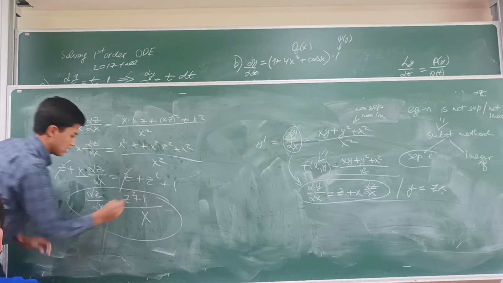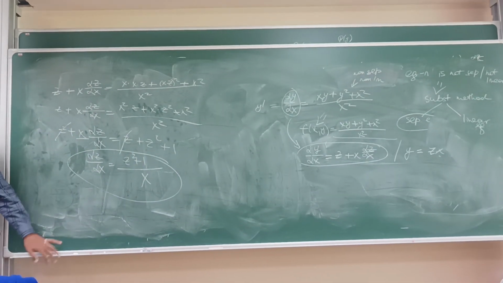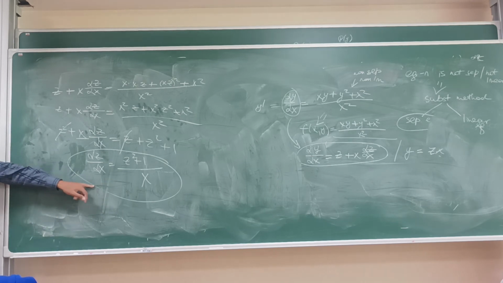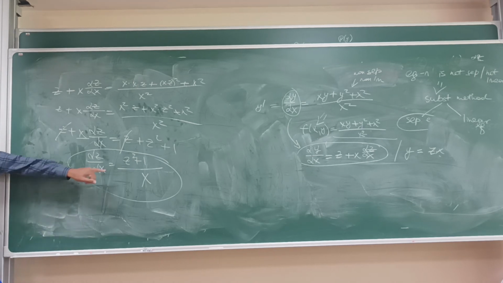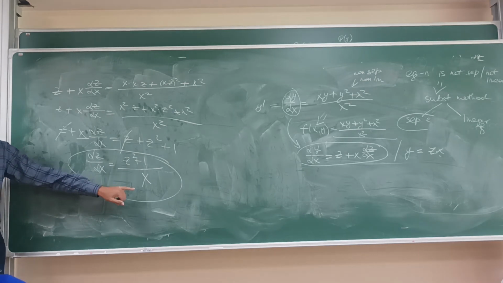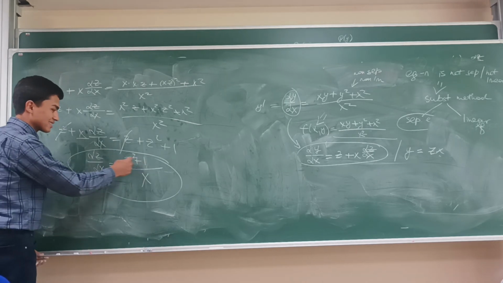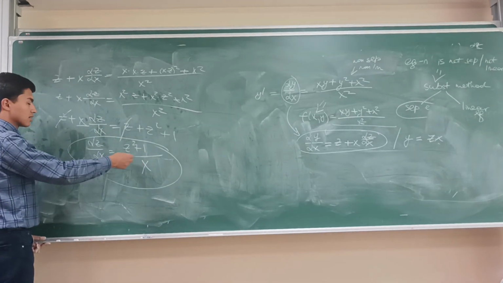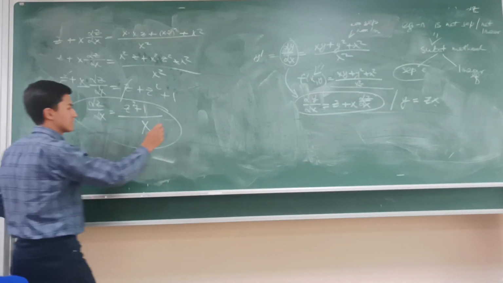And see, what kind of equation have we got? Why is it separable? Because every part depends on only one variable. This part depends only on z, and this part depends only on x. So the rest you can do on your own. You solve this not as a substitution, but as separable.